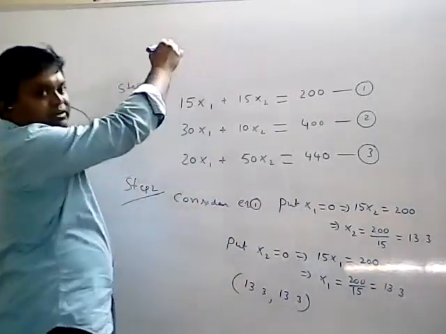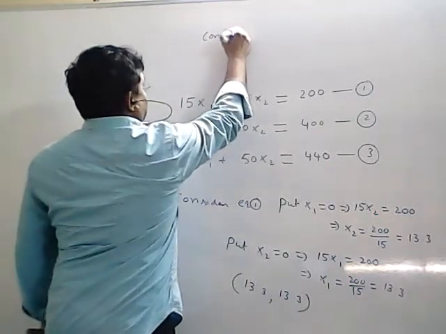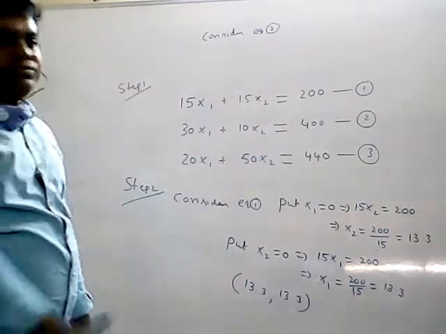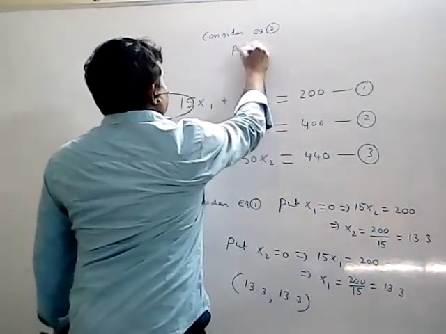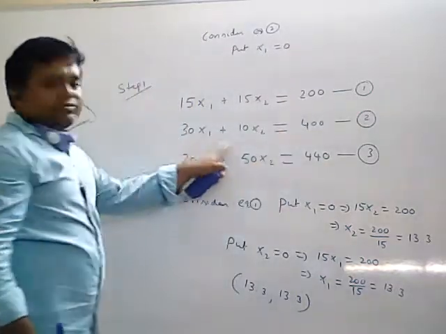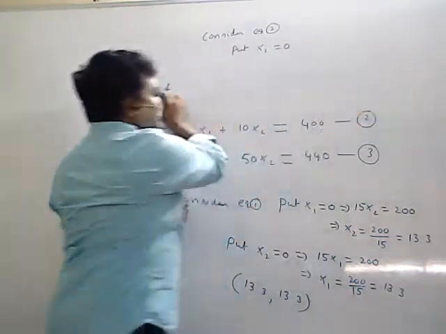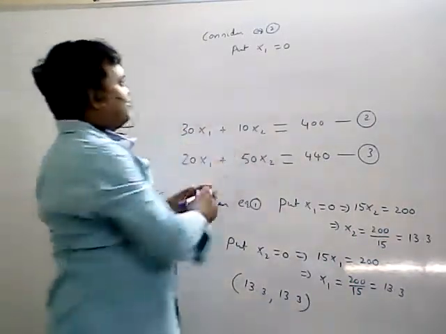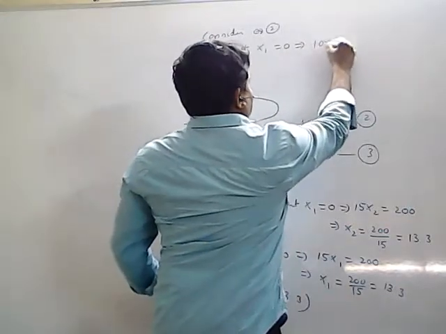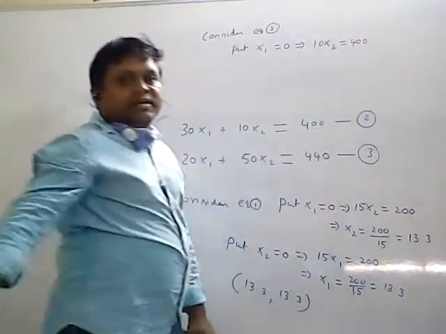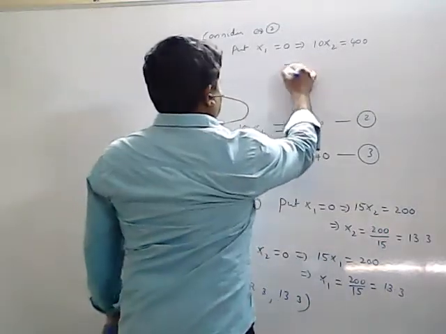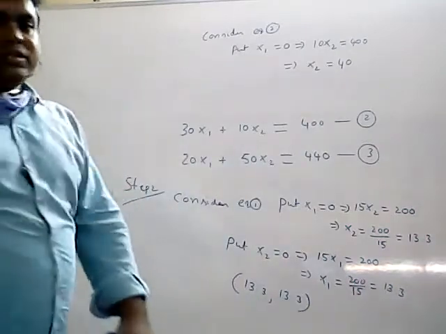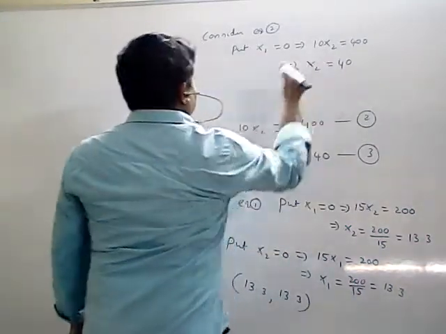So I will write the next one. Consider equation 2. Equation 1 is completed, so equation 2 is this one. Put x1 equal to 0. Then what do we get? 10x2 equal to 400. What is the x2 value? x2 equal to 40.